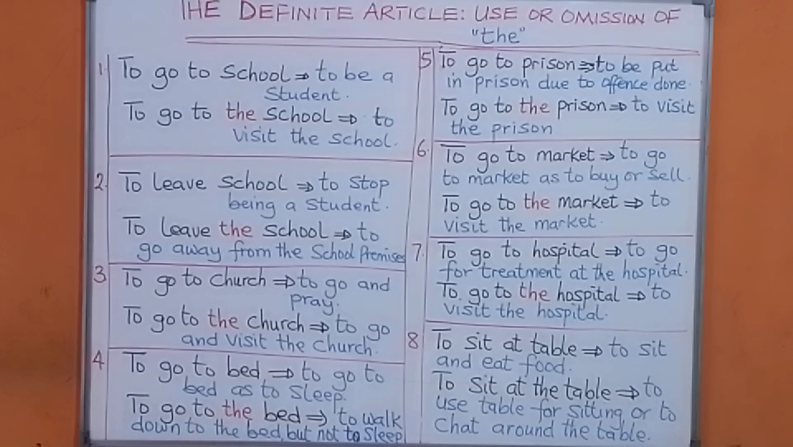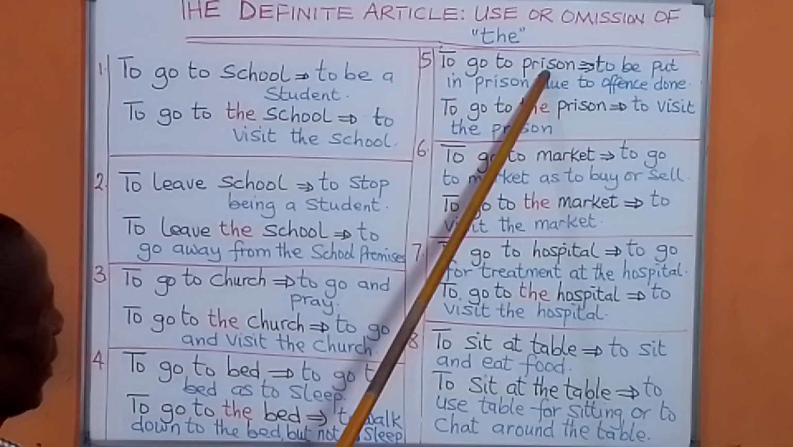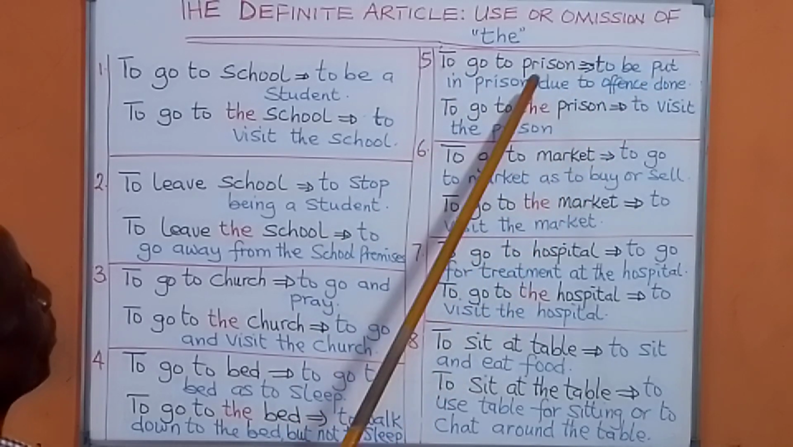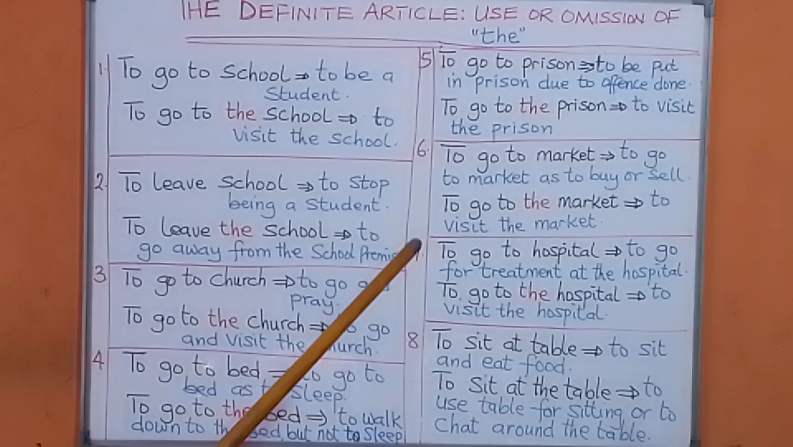That's the difference. So, we're looking at the differences here. Look at number 5. To go to prison means to be put in prison due to an offense, to be jailed due to an offense done. When somebody has committed an offense, when somebody has done something bad, then you will go to prison.